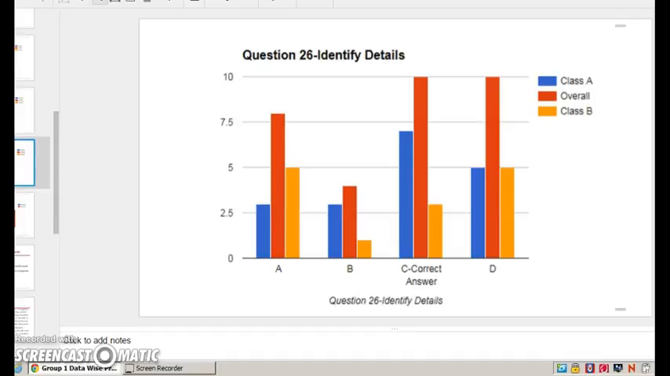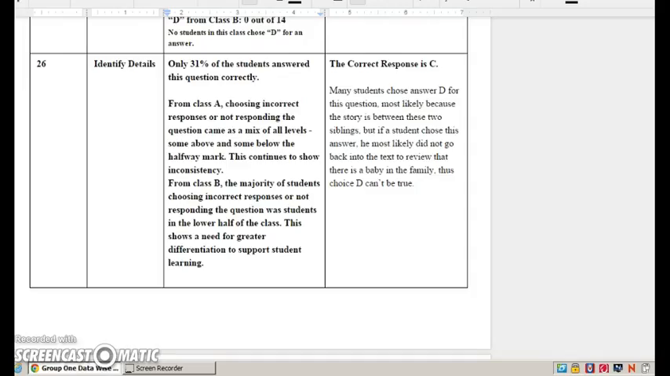And finally, for question 26, the skill was to identify details. We see that choice C was the correct answer, but we also see that many of the students chose D as well. When we look back into our analysis, we see that only 31% of the students answered this question correctly. And we thought that maybe the students chose answer D because there were 2 siblings in the story, and you must look back and reread the details and understand that there was a baby in the family, and thus choice D could not be true.